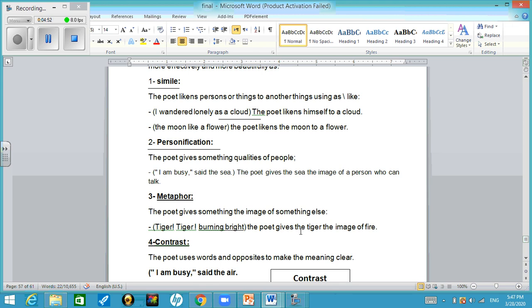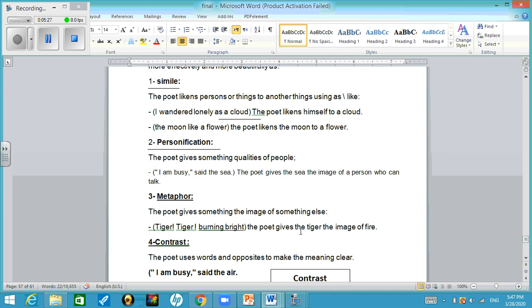So the poet gives something qualities of people, like speaking, feeling, hearing. Whatever qualities for people, if we're giving it to something or a thing, it's called personification. Like what? Here as an example, we have I'm busy, said the sea. Okay, does the sea speak? No, it doesn't. So here, the poet gives the sea the image of a person who can talk.